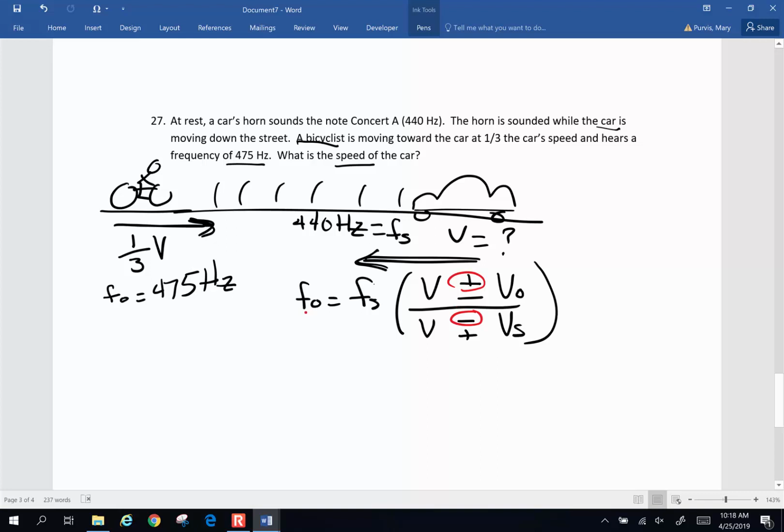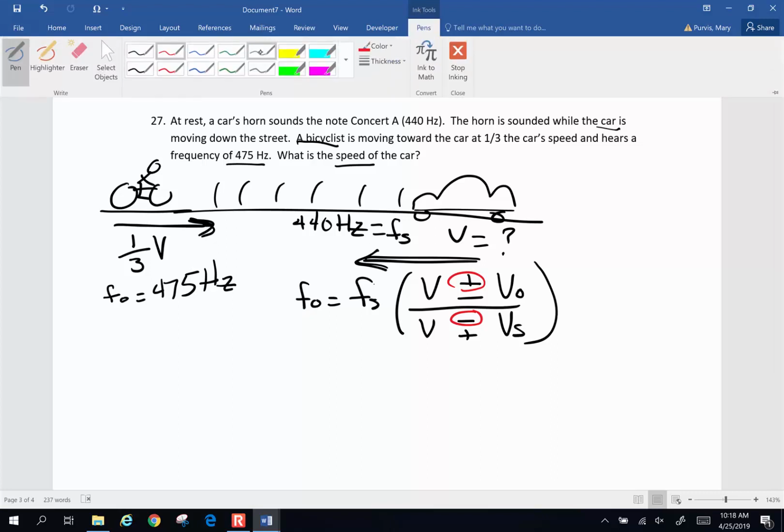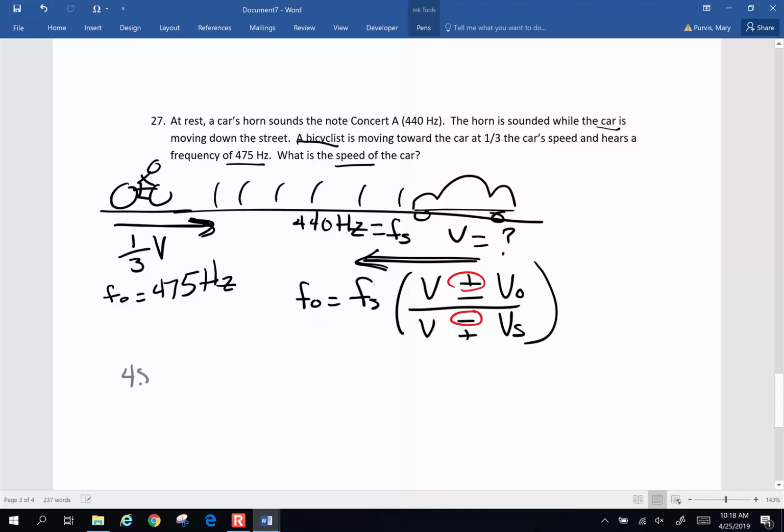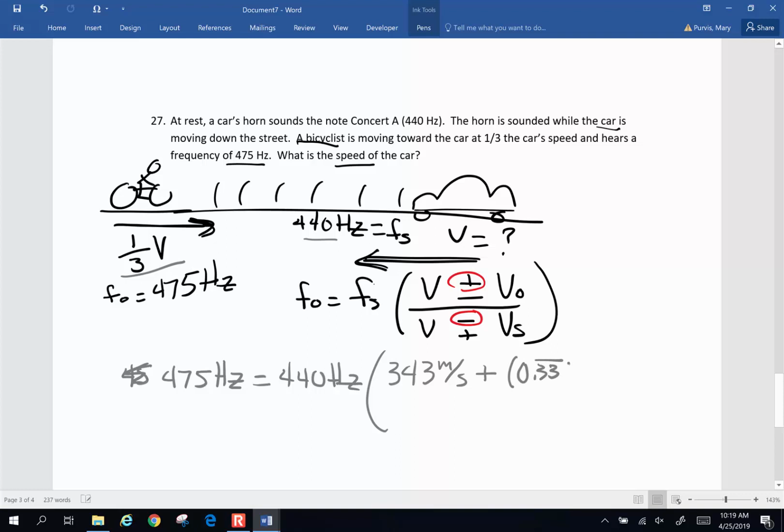The frequency observed is 475 hertz. The frequency of the source is 440 hertz. The velocity of sound on this day, we're not told anything, so when in doubt, go with 343 meters per second. It's an approach, so this is going to be positive. The velocity of the observer is going to be 1/3 V. Let's turn that into a decimal, 0.33 repeating V. And then down below, velocity of sound minus velocity of the source, V.